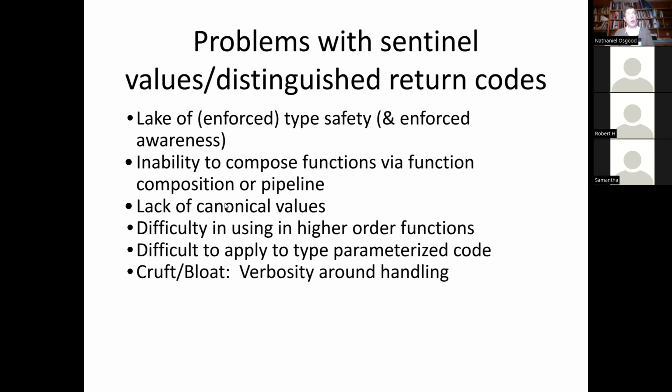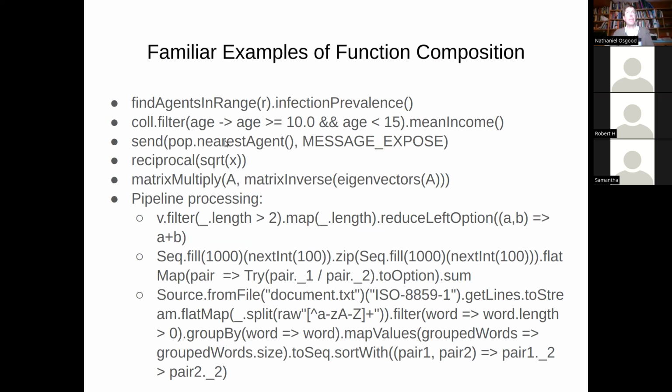There's a deeper issue with composition and what are termed higher order functions. When you have a function that takes another function as a value or returns a function, it turns out that return codes don't play very nicely in that context. I'll just highlight that we often like to have pipelines of logic within programs. And I won't go into most of these, but sometimes we'd like to be able to find agents within a certain range of a point and then ask for how many of them are infected. Or we have a collection, we want to filter it by some criteria and ask for the mean income over that group. Or maybe we ask for the nearest agent and we send them a message.